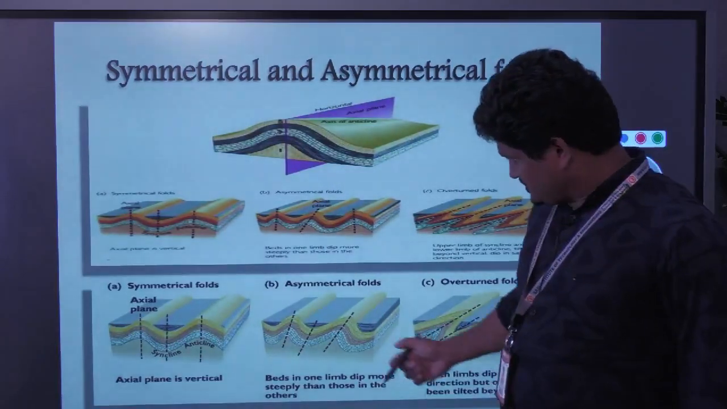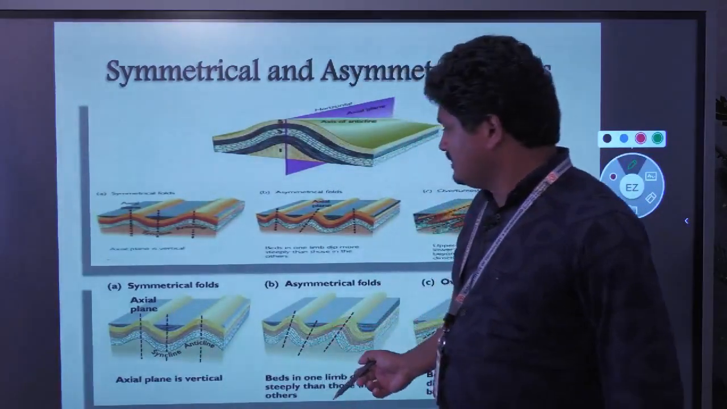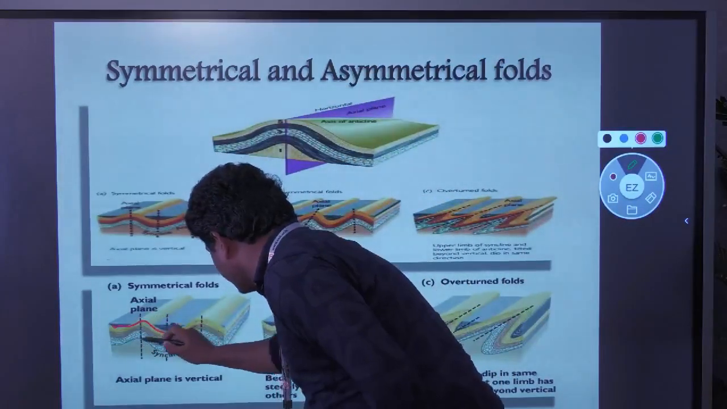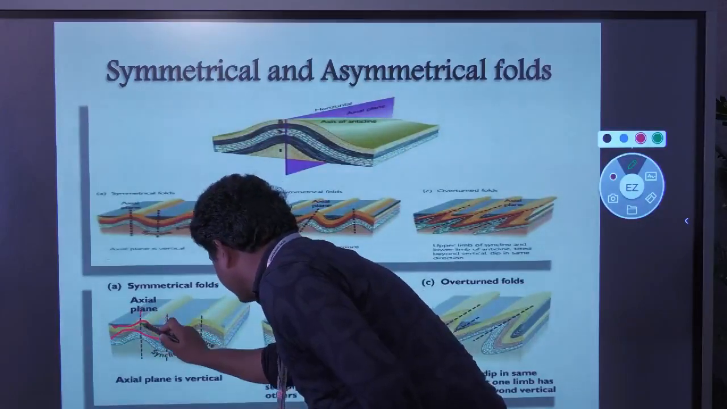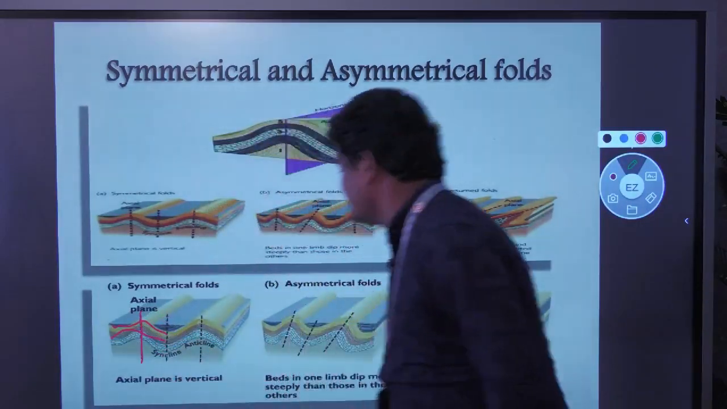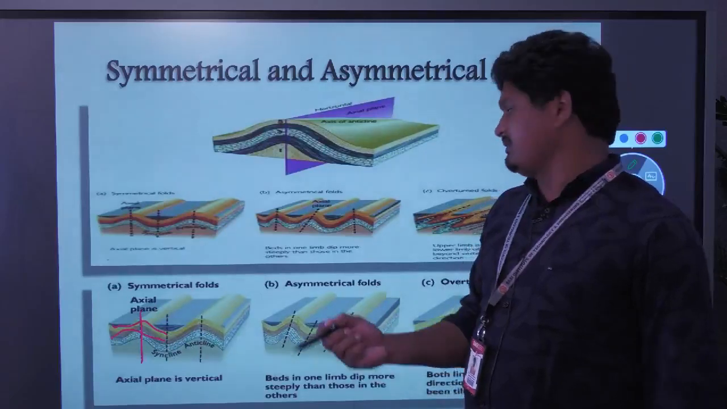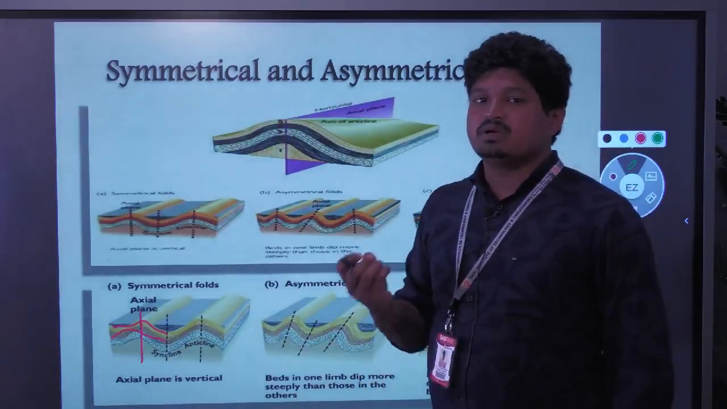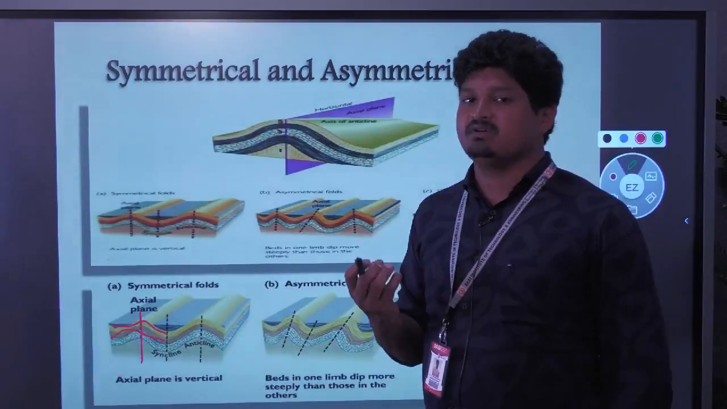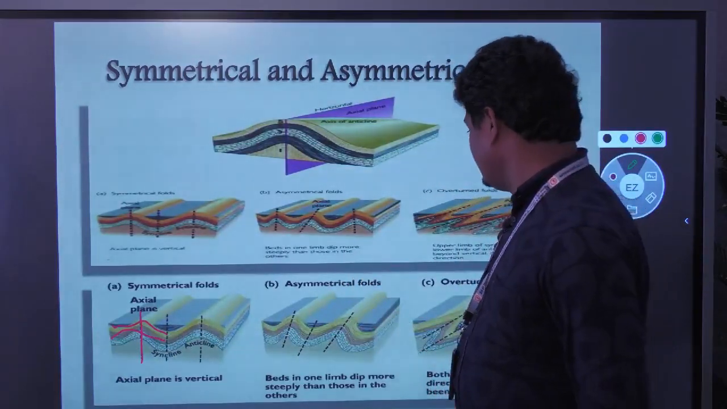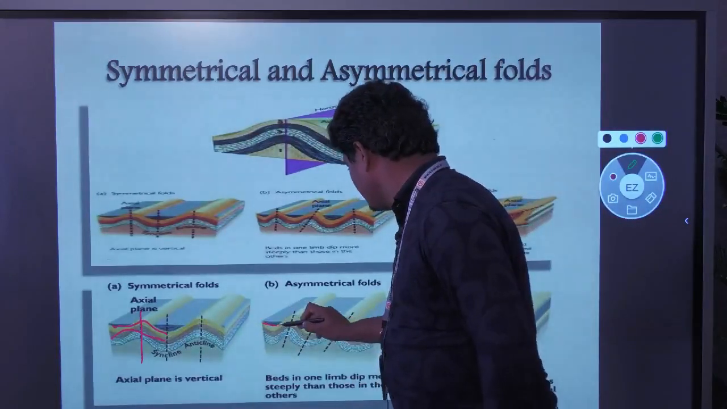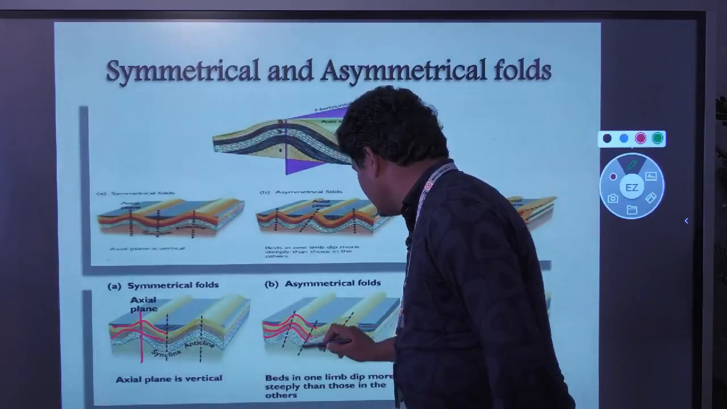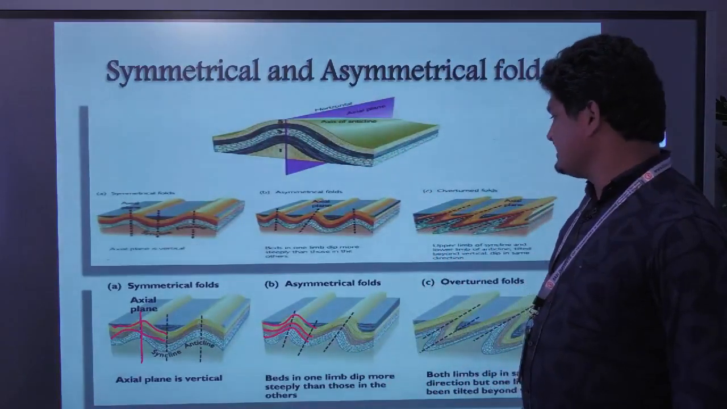In this particular figure, we can see the different symmetrical folds. If you observe, symmetrical means the fold divides into equal halves, and one half is the mirror image of the other. That is what we call symmetry. Symmetry means that cutting any type of fold gives two equal halves. Asymmetry means unequal, so in an asymmetrical fold, the limbs are unequal.